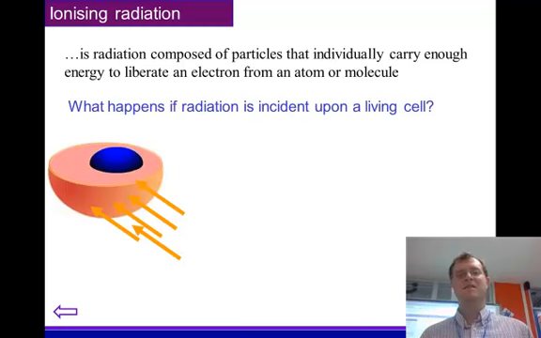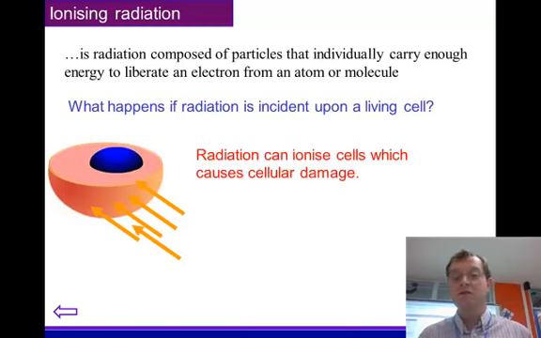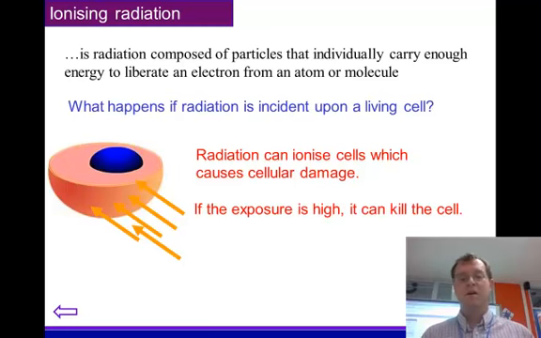Now this has a big impact if it is incident upon a living cell, because if you knock off an electron from an atom or molecule in a living cell, there can be a range of different consequences. This could include basic cellular damage, so the cells get damaged. We see that with the likes of radiation burns. If the exposure is high enough, it could kill the cell.